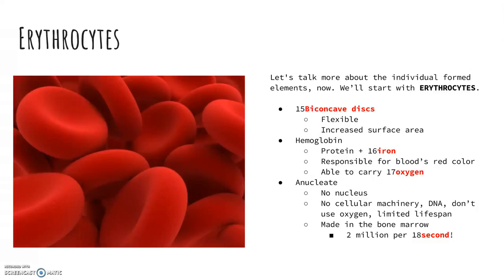So the erythrocytes are biconcave discs. That means they're pinched in on both sides and they're little circular cells. That pinched in center helps it to be more flexible, and it also increases the surface area so it can carry more oxygen. They're made of hemoglobin, which is a protein folded molecule combined with heme and iron.